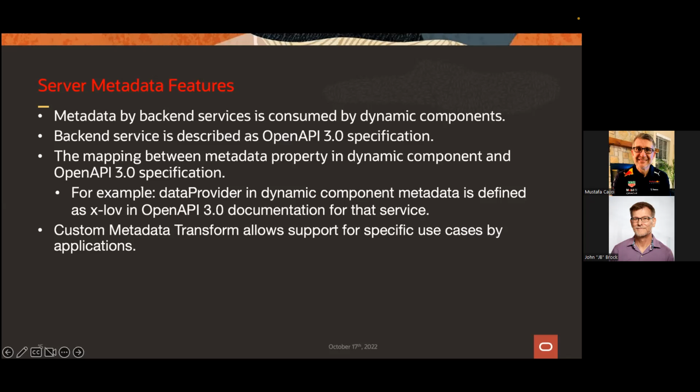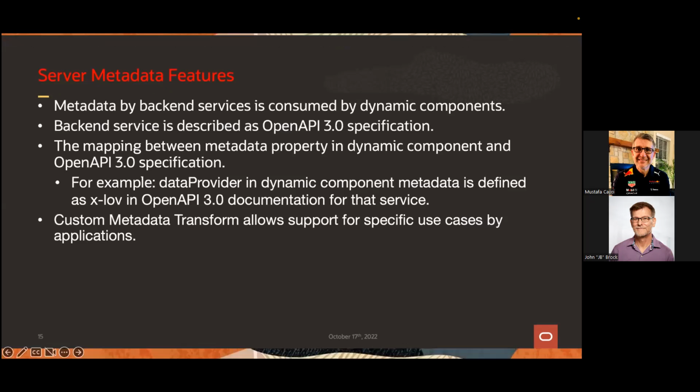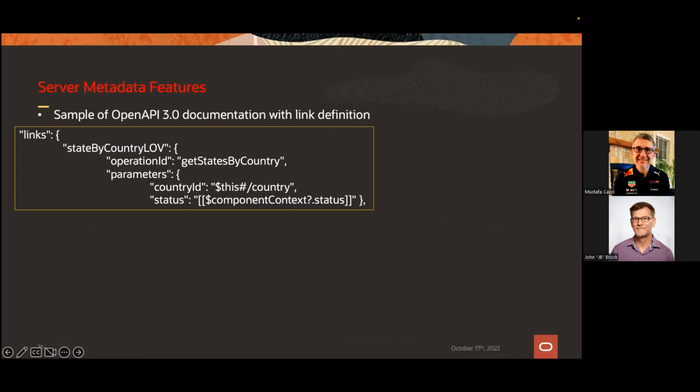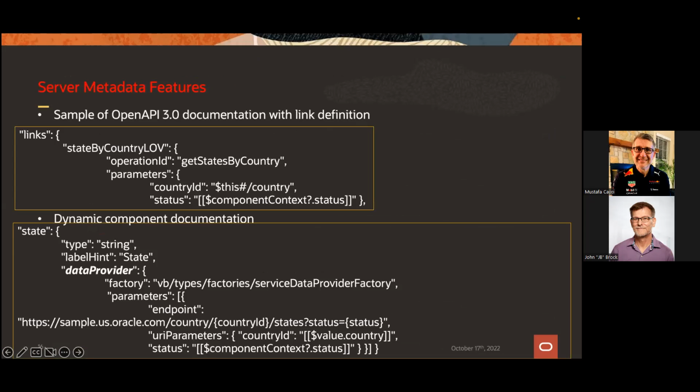So the attributes in business services can have, like I said, a dynamic choice list or a static choice list as LOVs. And those LOVs are exposed as X-LOV, right? So let me just go to an example, maybe easier. This is an example of a state by country LOV, right? In this case, this is an X-LOV, and when you look at the Swagger file, you're going to see X-LOV.